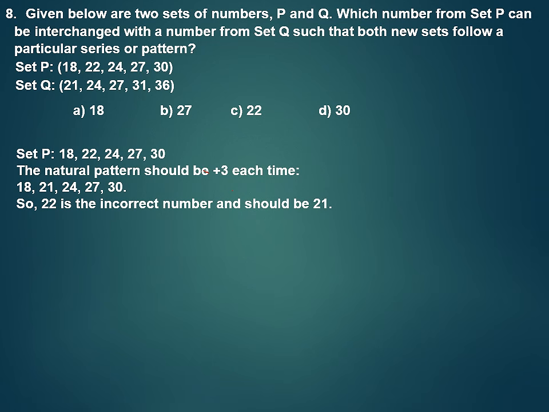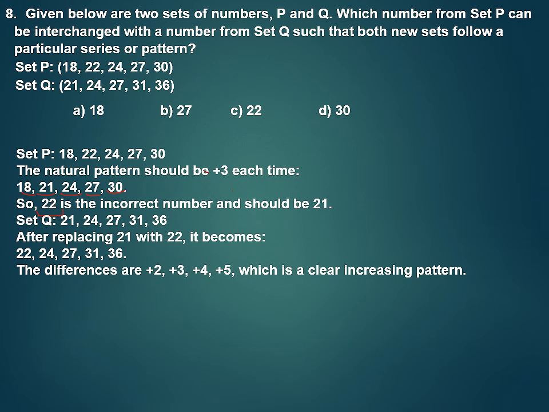Let's see the set P. The set P is 18, 22, 24, 27, 30. But the natural pattern should be plus 3 each time, which should be 18, 21, 24, 27 and 30. So we see that 22 is the incorrect number and it should be 21.